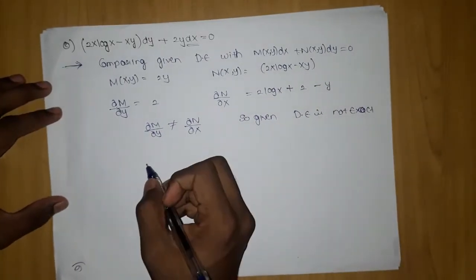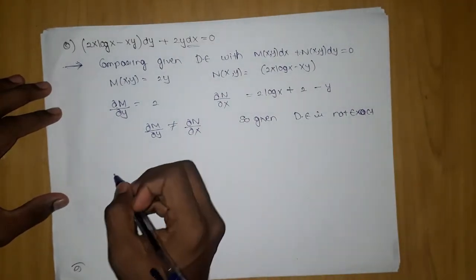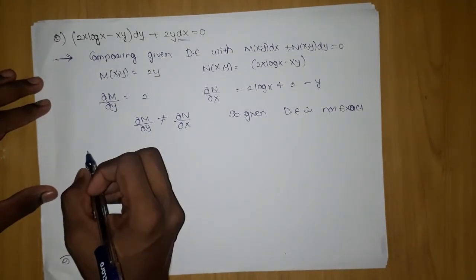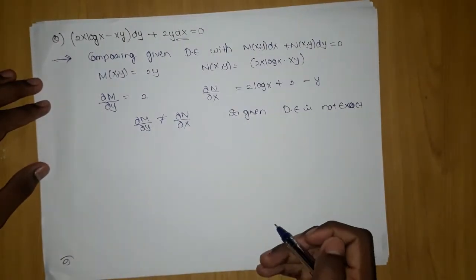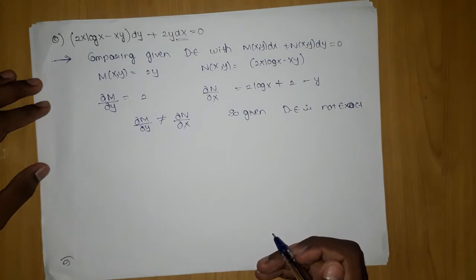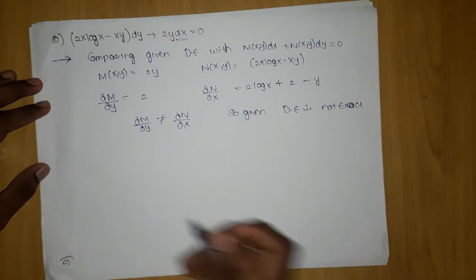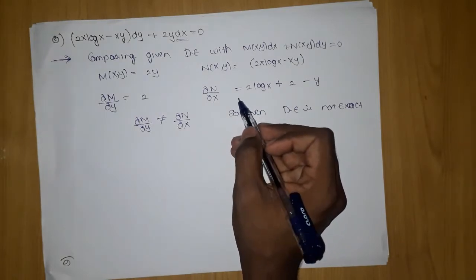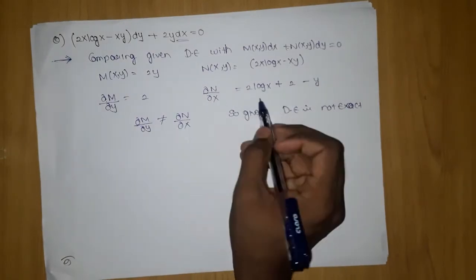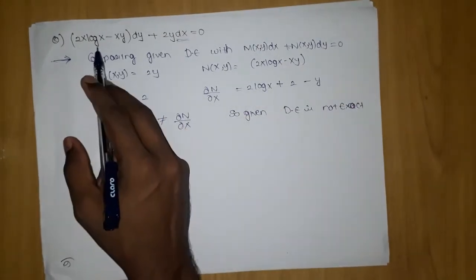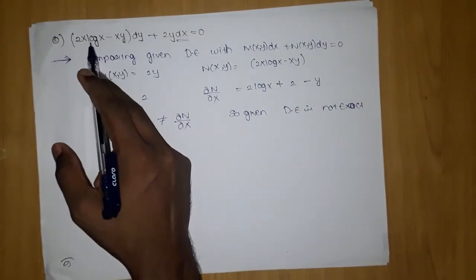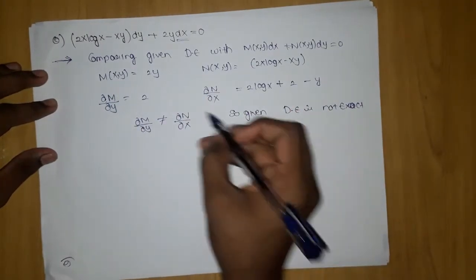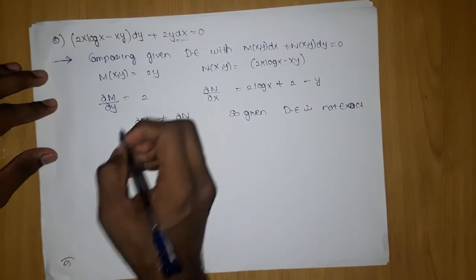Now you know that it is not exact, so you have to make it exact. For that you need to get the integrating factor. For that you will check whether it is dou M by dou y minus dou N by dou x, or dou N by dou x minus dou M by dou y, upon M or N respectively. If we do dou M by dou y minus dou N by dou x, the 2 will cancel out, and taking x common we will get the same thing. So let's take dou M by dou y minus dou N by dou x.